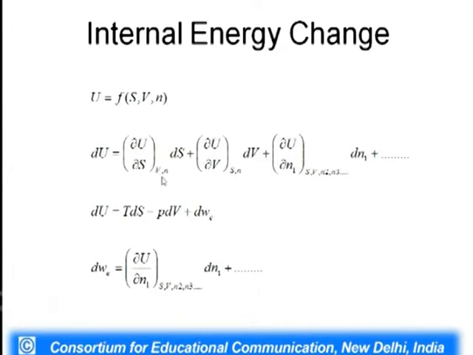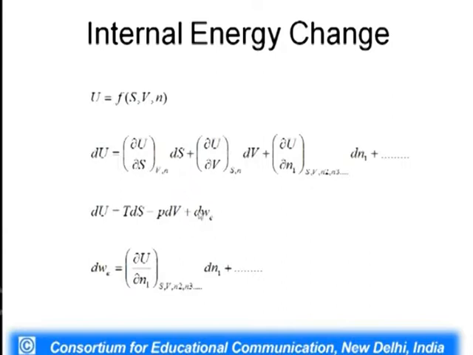Del U by del S at constant V and N is equal to T, so you can simply write TdS. Del U by del V at constant S and N is equal to minus P, so you can add minus PdV plus dWe. This is the equation which I just showed you when extra work is available. In that case, you simply write dU is equal to TdS minus PdV plus dWe.